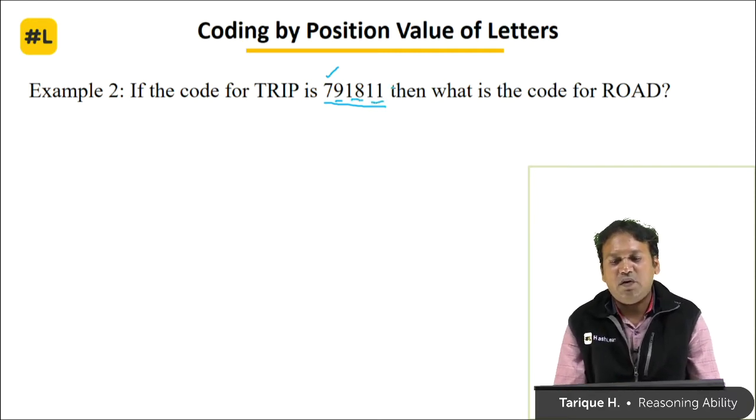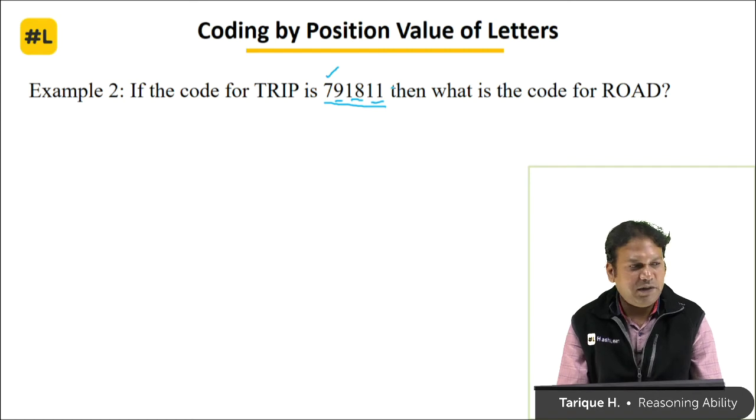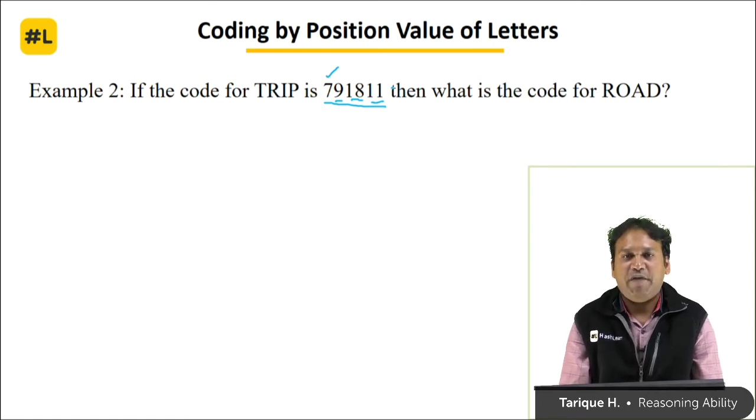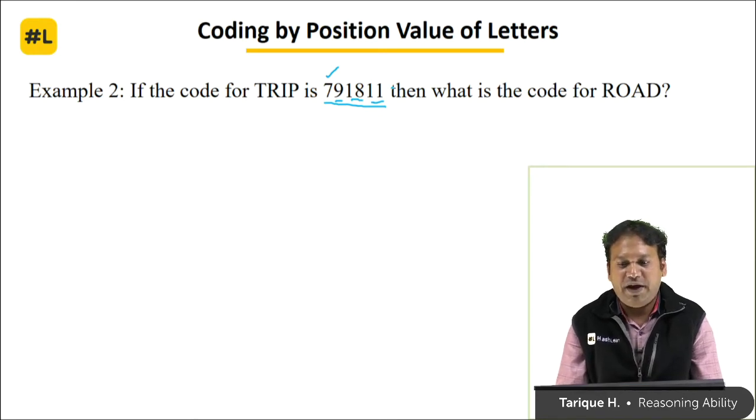So what is the code for road? What technique has been used for converting trip into the code that you see on the screen? Find out that trick, find out the logic used and then find out the code for road.